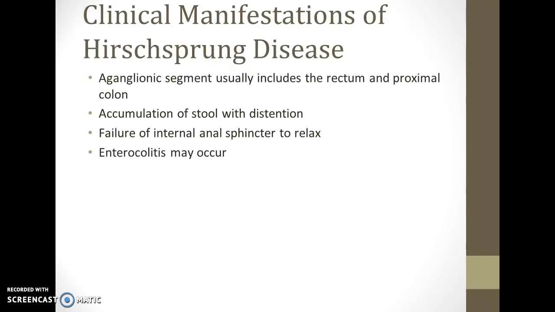The clinical manifestations are an accumulation of stool with distension above the aganglionic portion of the colon. There is failure of the internal anal sphincter to relax, and enterocolitis may occur with patients who have Hirschsprung's disease.